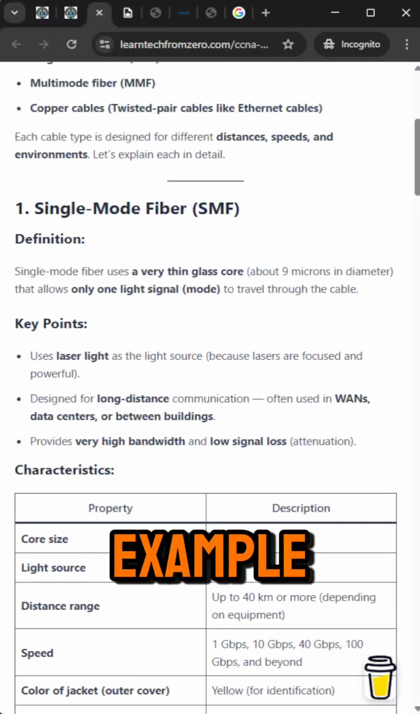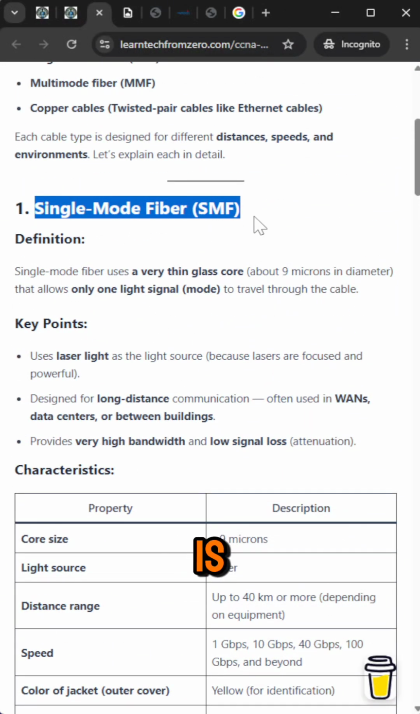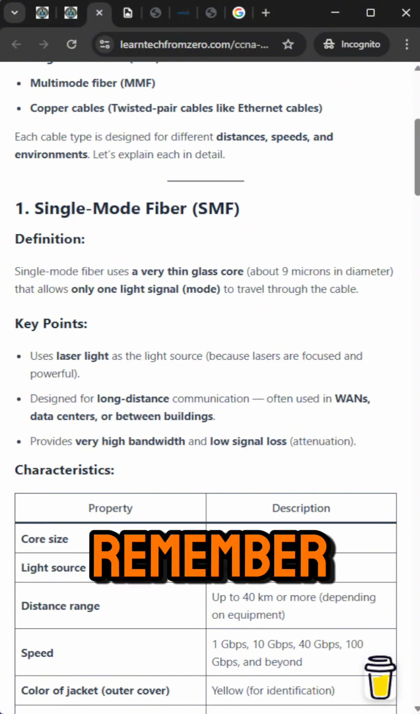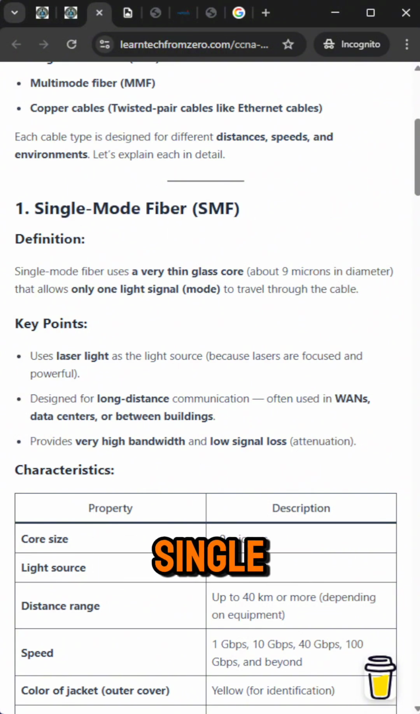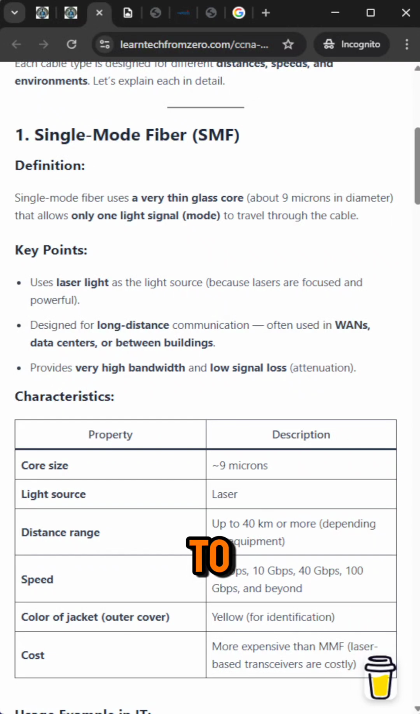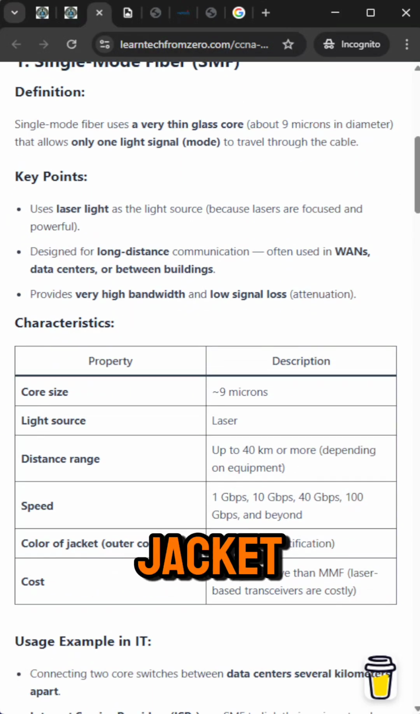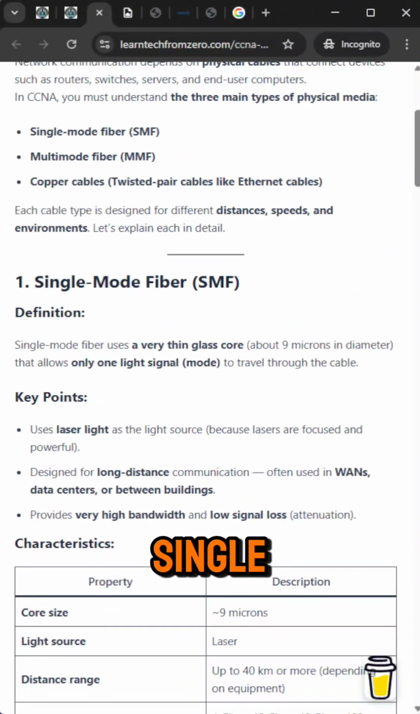For example, single mode is the fastest and covers the longest distance. You have to remember SMF, single mode fiber, covers up to 40 kilometers. It has a speed starting at 1 gigabit per second, then 10, 40, 100, and more. And the color of the jacket is yellow for identification, so don't worry about all this. So this is single mode fiber.